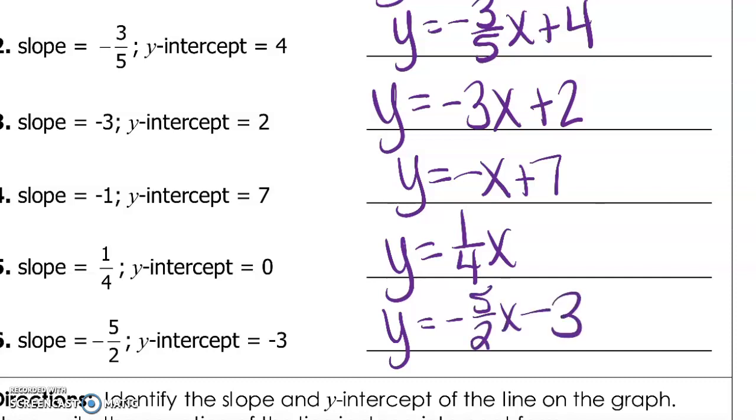If you have a negative y-intercept, technically you would do plus negative 3. Plus negative is not allowed. We don't want two signs right next to each other. So if your y-intercept is negative, you just put a minus sign. So y equals negative 5/2 x minus 3.